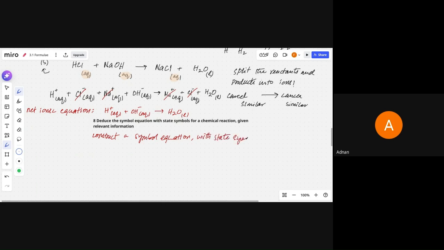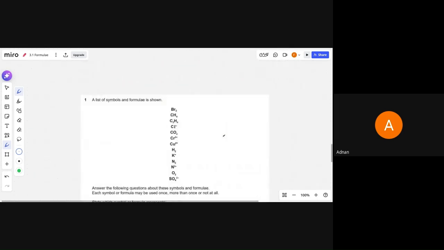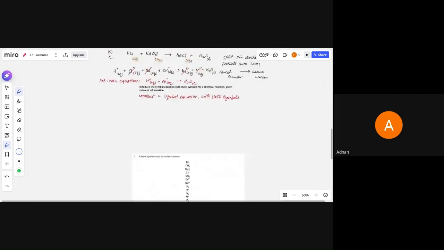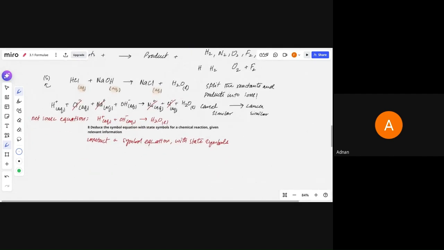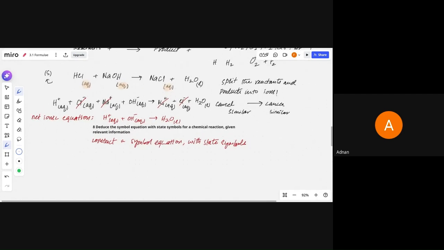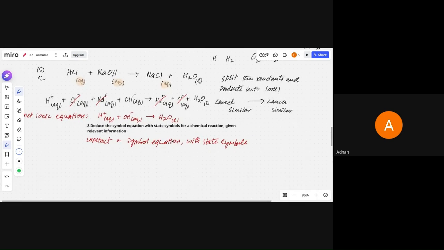I have included questions from the past papers which will cover all these topics, and that will be a test. We will apply the knowledge we are learning in this lesson on these questions which I have included at the end. So you will understand how you will apply this knowledge in the exam, or how you will use it to answer questions. So construct a symbol equation with state symbols for the following reaction, right?